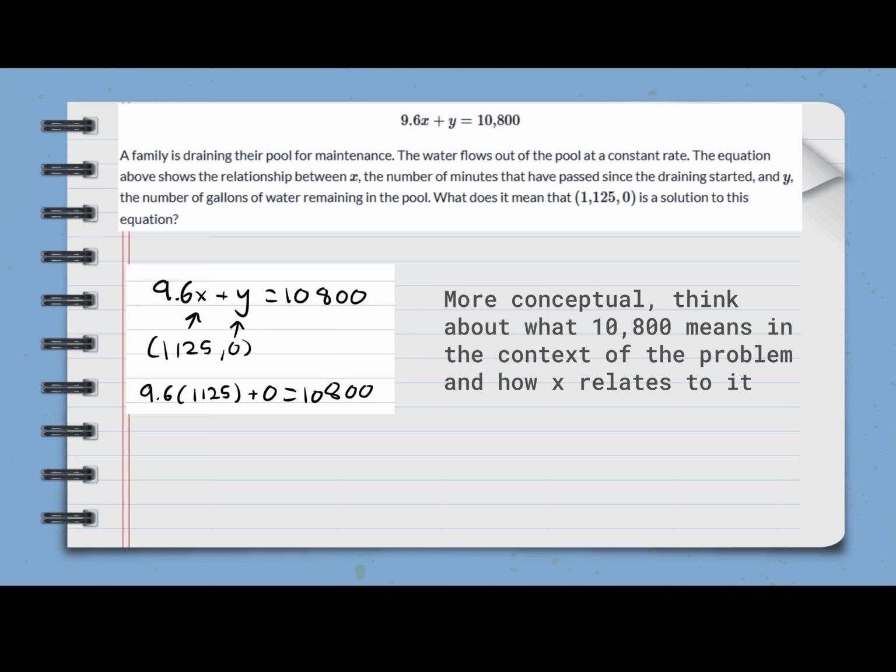Try and think about what that 10,800 means as a context of this problem and how X relates to it. And if you really think about it, Y is the number of gallons of water remaining in the pool, and you can't end up draining negative gallons, which is why it caps at 0. And this shows us that it takes 1,125 minutes to completely empty the pool, because that's how many minutes it takes for the number of gallons of water to equal 0.